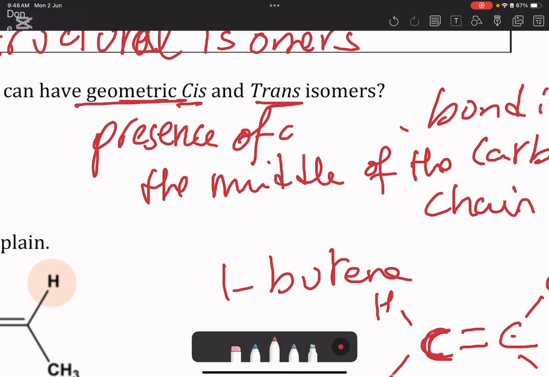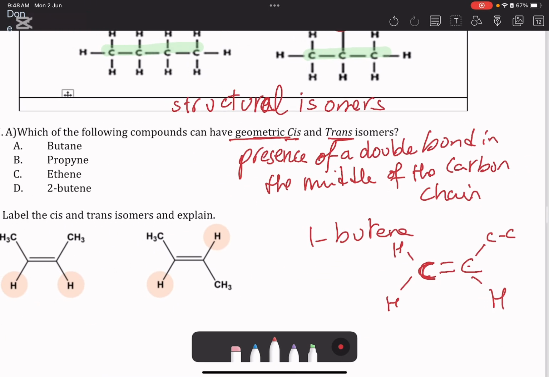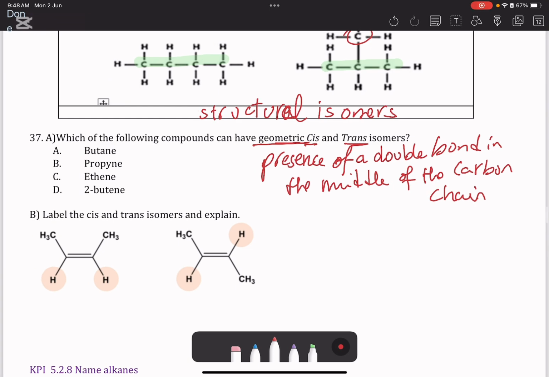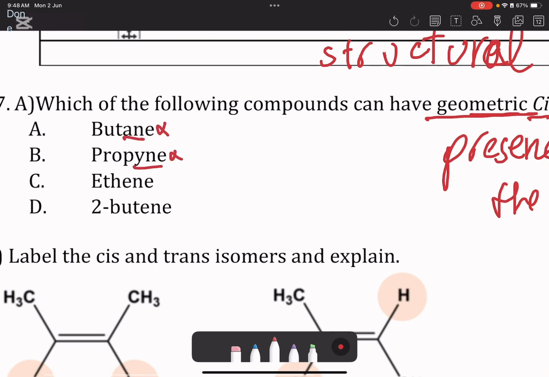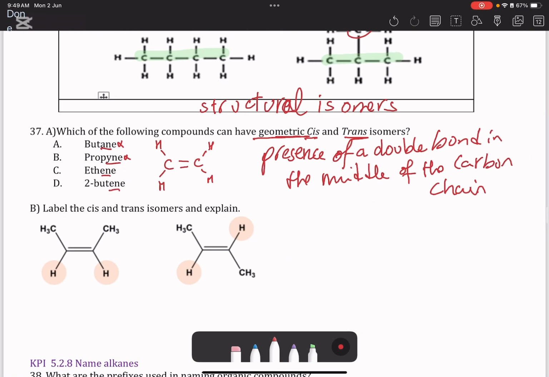Okay, let me fix my handwriting. So the presence of a double bond has to be in the middle of the carbon chain, not on the sides. And it doesn't work with a triple bond, only double bonds. So single bond, triple bond, I'm left with ethene and butene. Ethene, 2 carbons. All the groups surrounding the double bond are the same, so it cannot have cis and trans.